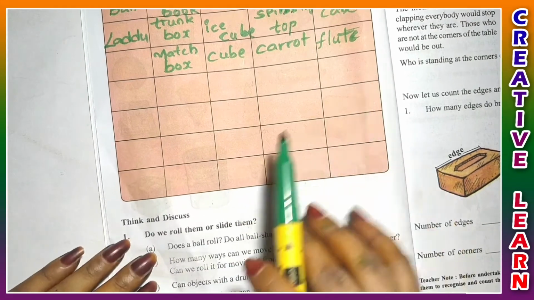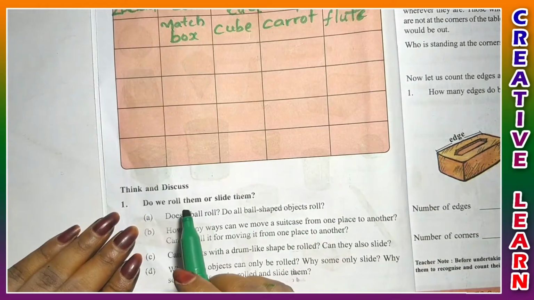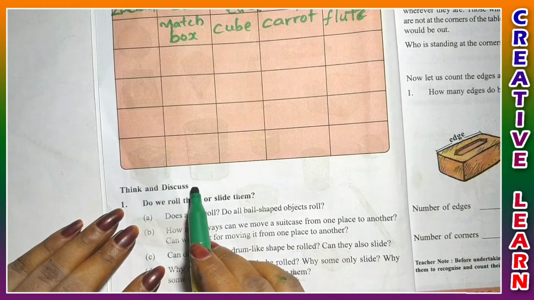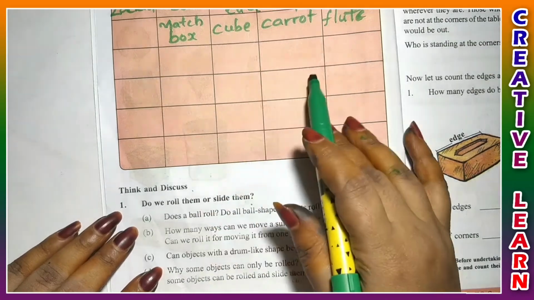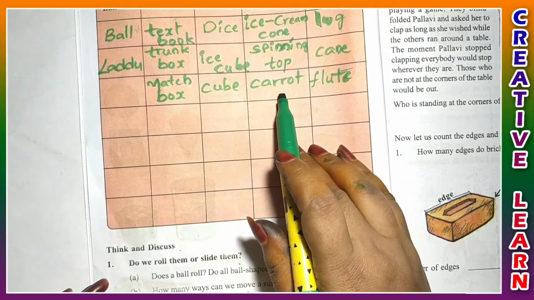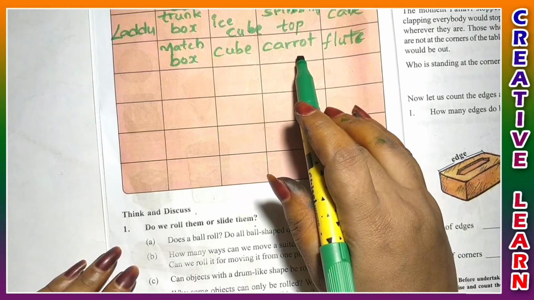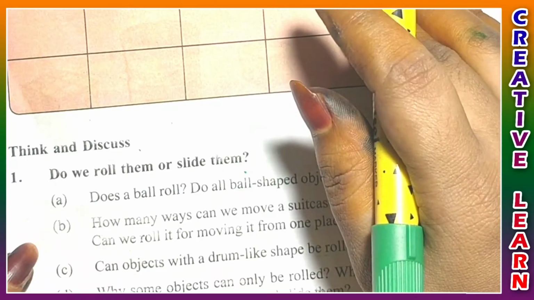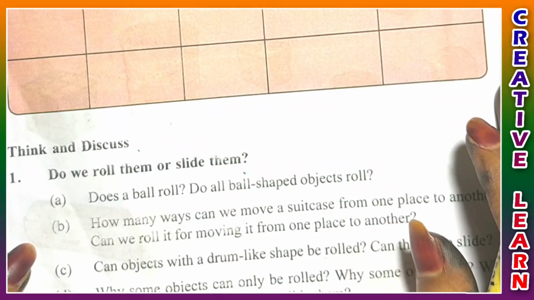First one, think and discuss. Do we roll them or slide them? So from these objects, what are given here, which one we can move by roll, and which one we can move by slide.